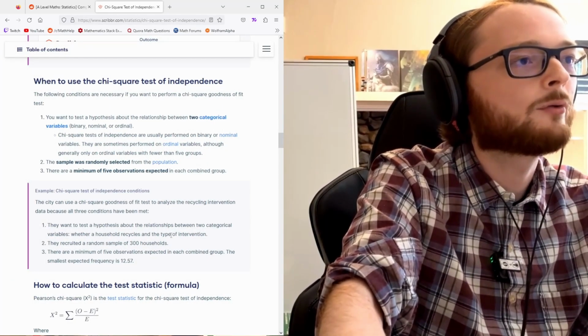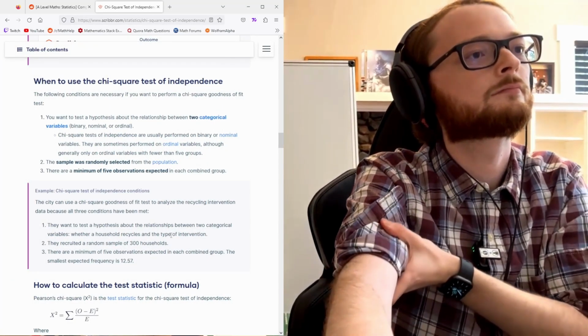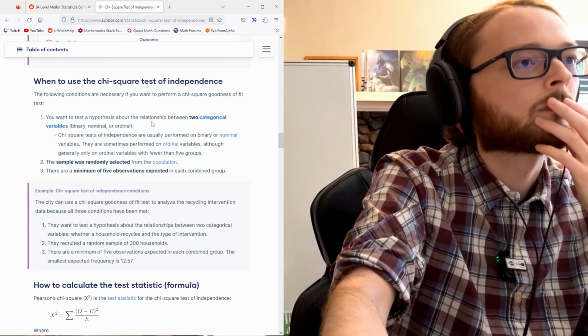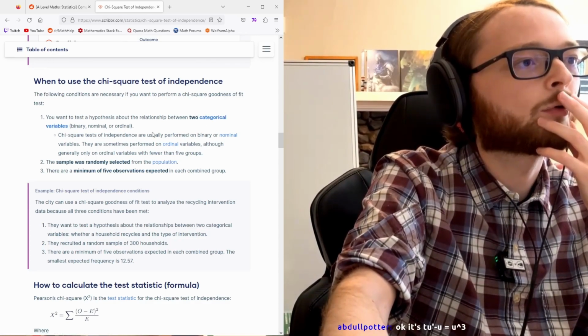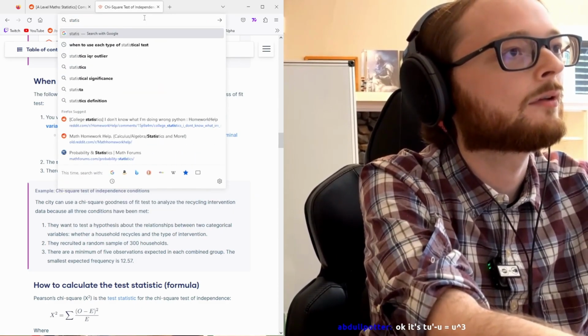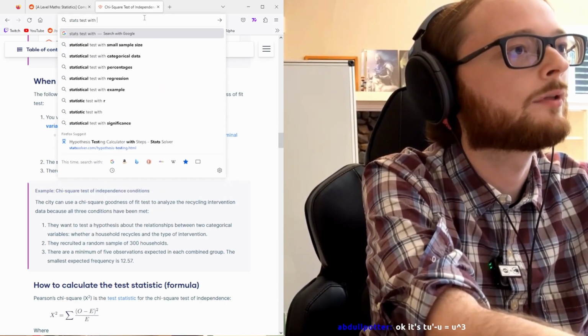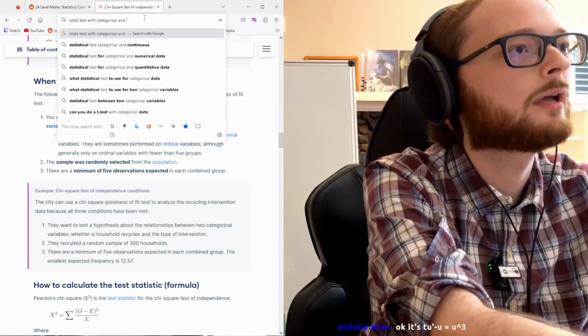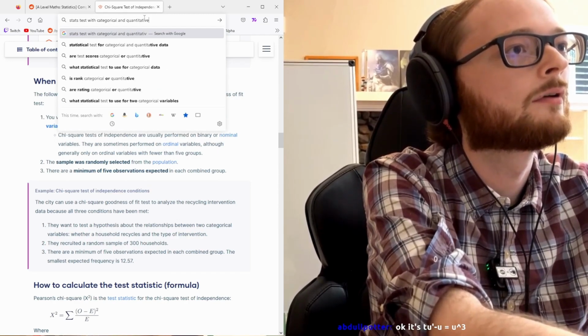Can chi-square be used with... no, it's two categorical variables. Stats test with categorical and quantitative data.